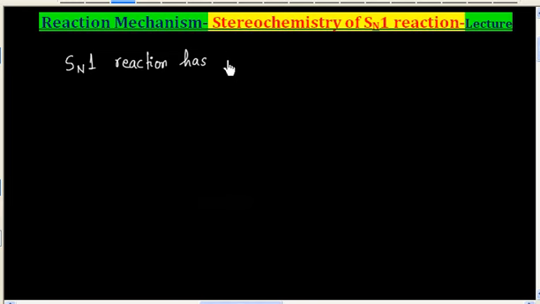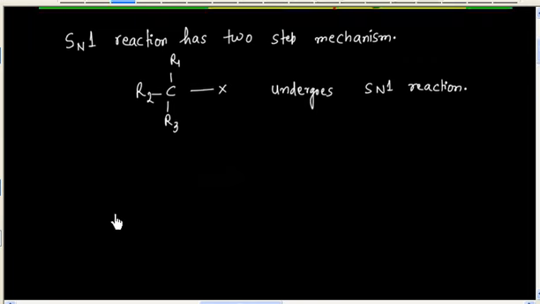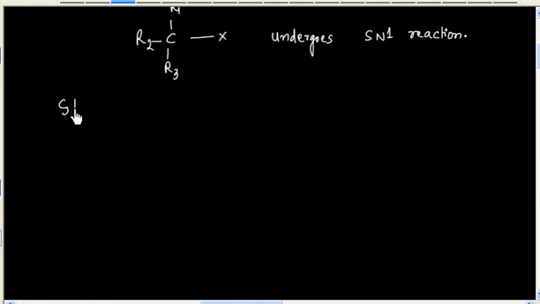SN1 reaction has a two-step mechanism. So let us say we have a tertiary alkyl halide and this undergoes SN1 reaction. So in the first step, it loses the leaving group and forms carbocation.